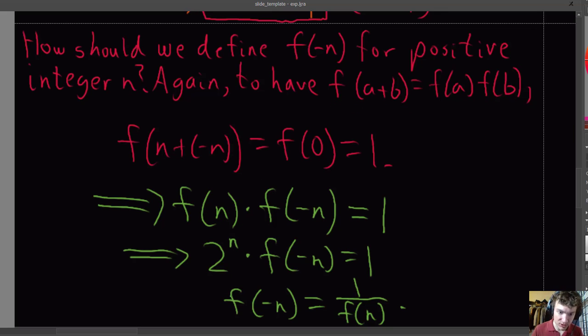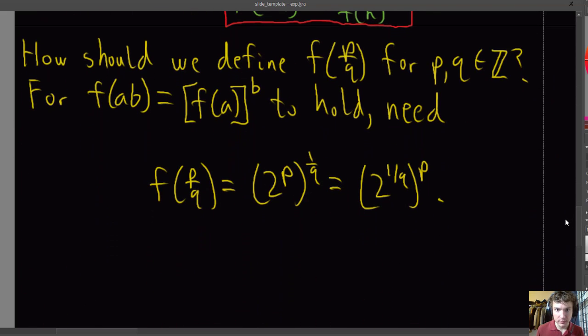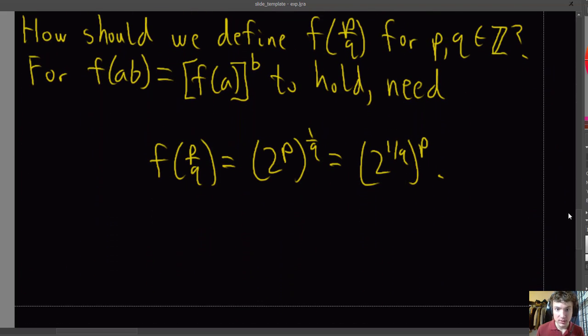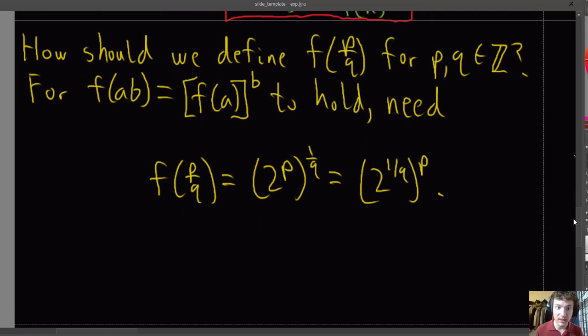So here, this is a derivation of sorts of the rule that a negative exponent is the reciprocal of the same number with a positive exponent. And again, this was a choice all motivated by this equation. Okay, last question. How should we define f of rational numbers? So this is the question of how we define 2 to the power p over q for some integers p and q. And again, this time we're going to choose the definition in order to make this equation, which was true for integers, still true for rationals.